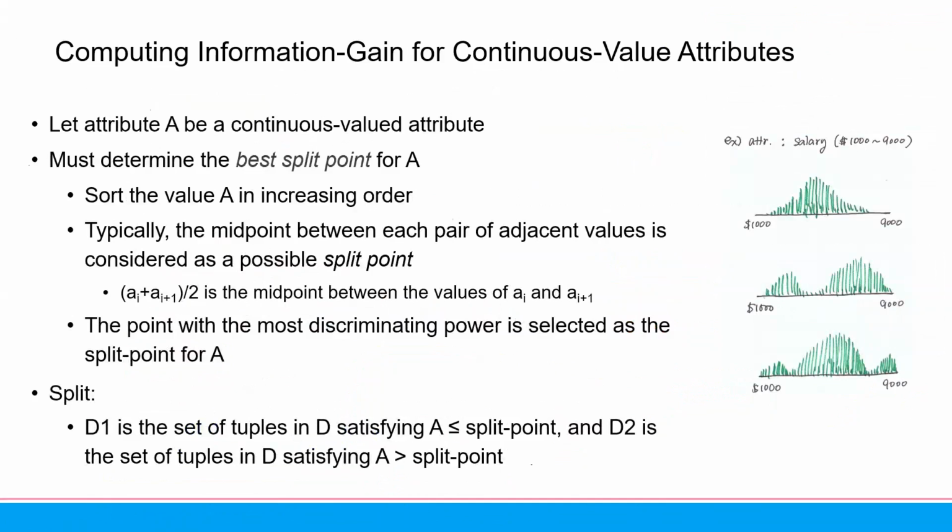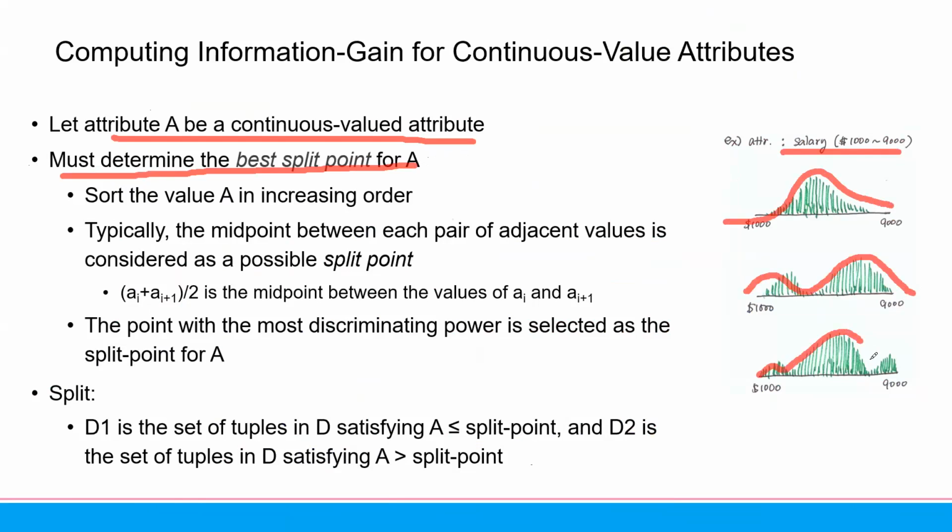Now, what if we have continuous value? If we have a continuous value attribute, let attribute A be continuous value. So we must determine the best split point for A. Let's say A is salary. So we need to know what is the best splitting point. Let's say this is the distribution, or this is the distribution, or this is the distribution. So how can we select the best splitting point?